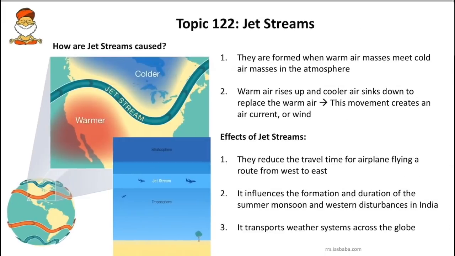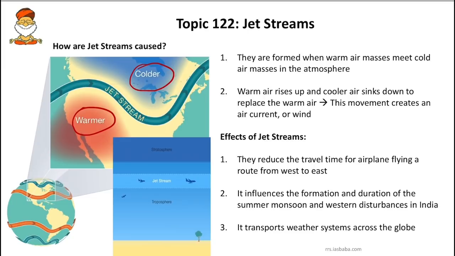Next we have to understand how these jet streams are caused. Jet streams form when warm air masses meet cold air masses in the atmosphere. You can see in the figure there is a cold air mass and a warm air mass. When they meet, the warm air masses rise higher in the atmosphere while the cooler air masses sink down and replace the warm air.